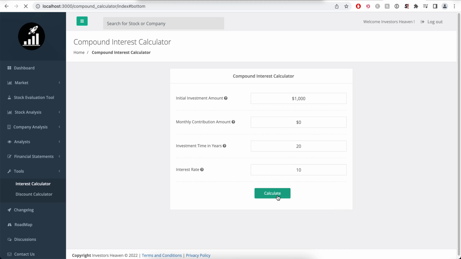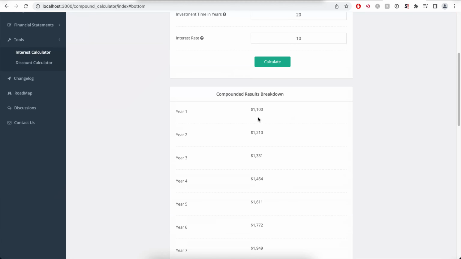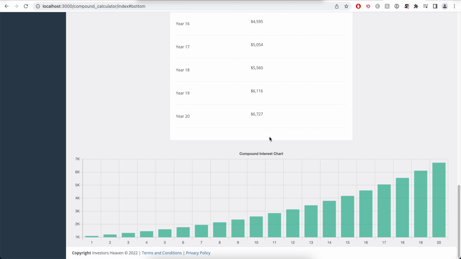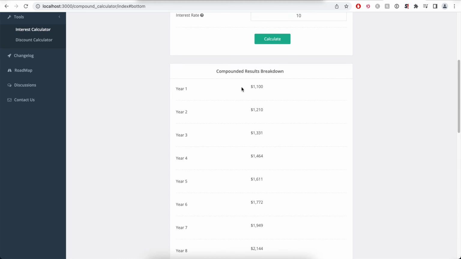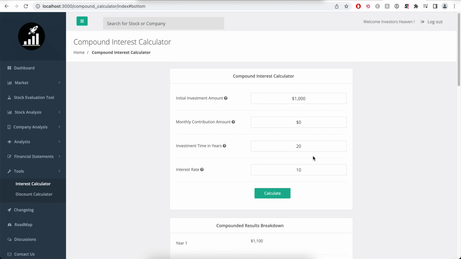Now, if we hit calculate for the next 20 years, you're going to get a full breakdown here of how our money gets increased, compounded over the years. And eventually we're sitting at $6,700 about when year 20 comes. That doesn't sound like a lot, but remember that this is about 6 times as much as we started with, without making any contributions.